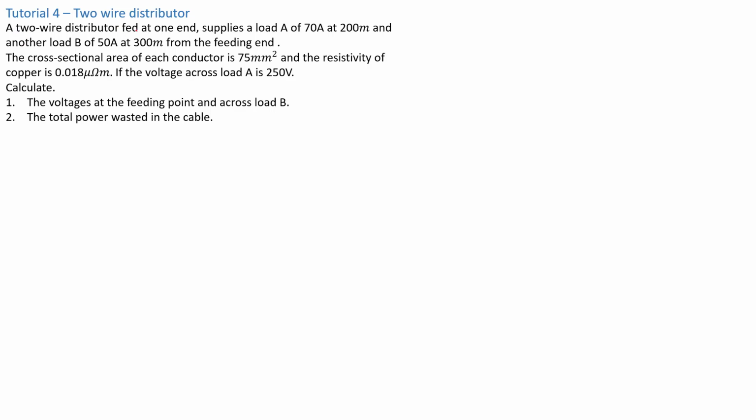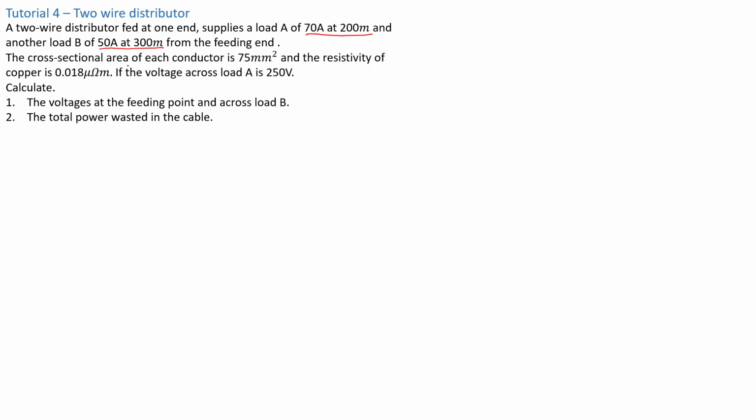We've got a two-wire distributor that is fed at one end, right? And it supplies a load A of 70 amp at 200 meters. So this load is situated at 200 meters, right? And there is another load B of 50 amps, a smaller load, at 300 meters. Now this load is situated 300 meters from the feeding end, which means load A is at 200 meters. So that basically means the entire distributor network is 300 meters long.